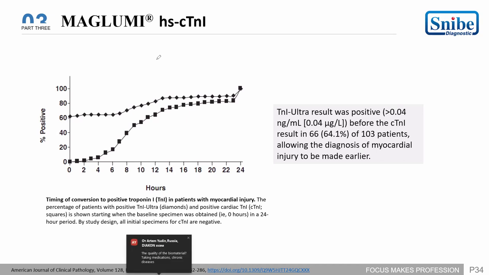The quality of biomaterial, taking medication, chronic disease. Yes, these are the factors which also have an impact on the medication. If the patient is on a medication or has a chronic disease, again, the clinical correlation and the patient history are required if the cardiac markers results are not concordant with the patient's current condition.